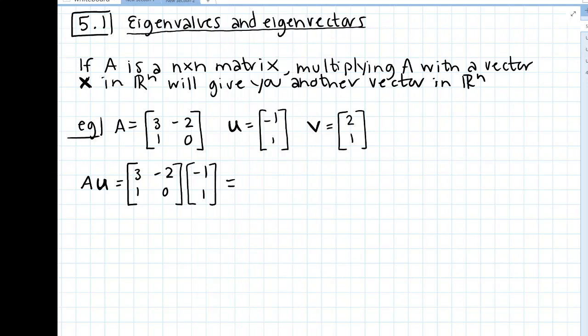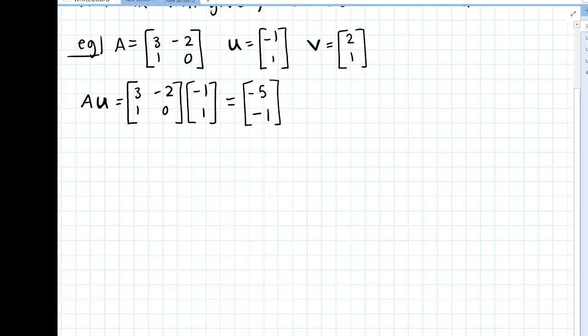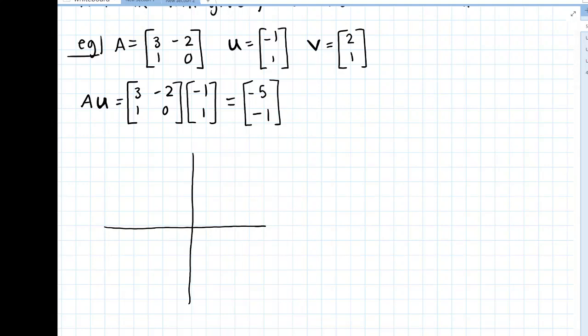If we multiply these together, we have 3 times -1 is -3, minus another 2, so that's -5 in our first entry. And in the bottom entry, we have -1 times 1 plus 0 times 1, so that's -1. We'll do the other one in a second, but I want to get a visual on this, so we just want to graph the vector that we started with and the one that came out from it.